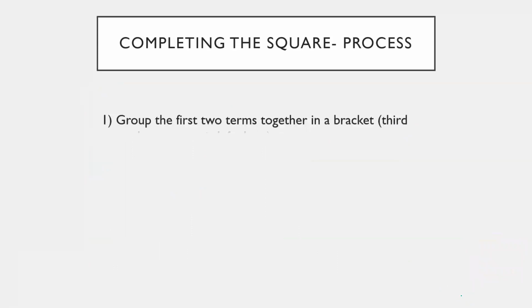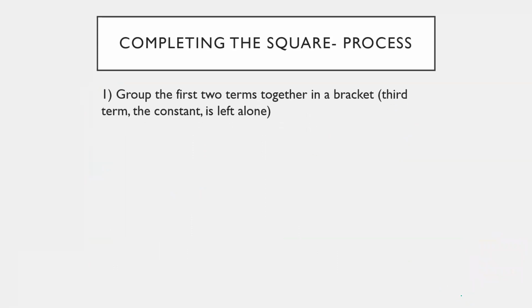So how do you do this? Well, let's go step by step. What you're going to do first is group the first two terms together in brackets, okay? So the third term, the constant, is left by itself. Now, I want to explain one small thing. If it is possible for you to do this, you can also common factor out the leading coefficient first before anything else, and then continue the steps as we have them. But I personally like to follow this step. You don't have to do it exactly the same way.